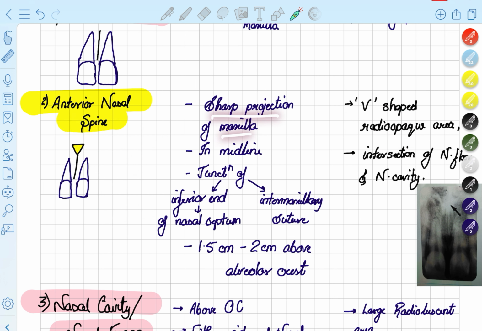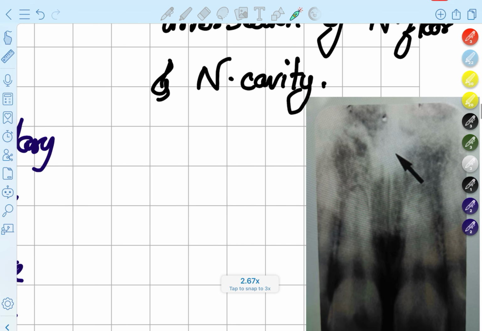Sharp projection of maxilla in the midline at the junction of inferior end of nasal septum and intermaxillary suture. It is a V-shaped radio-opaque area. It is located 1.5 cm to 2 cm above the alveolar crest. As we can see here, this is the V-shaped structure. This is the intermaxillary suture and this is our nasal septum. So the junction between the nasal septum and intermaxillary suture is the nasal spine. Nasal spine is also known as anterior nasal spine, the intersection of nasal floor and nasal cavity. It appears as a V-shaped radio-opaque area.